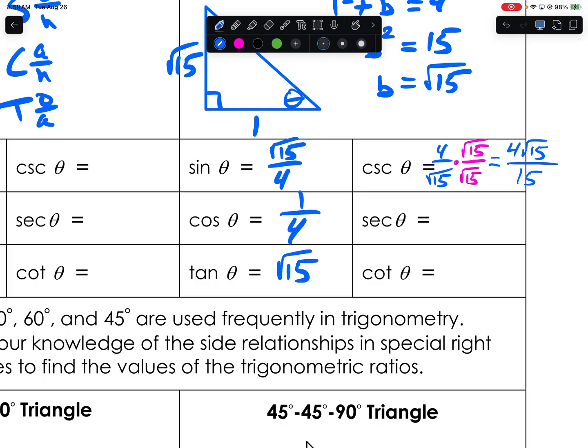Okay? So what's secant? Show me with your fingers. 4. 4. That's not your finger, that was your mouth. You're a freaking idiot, you know that?